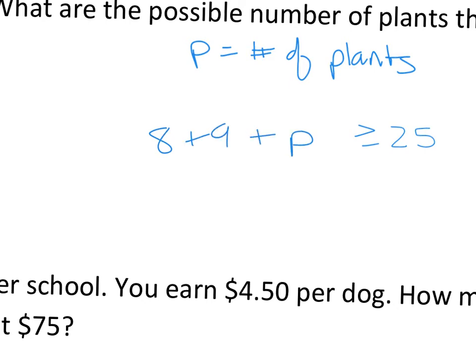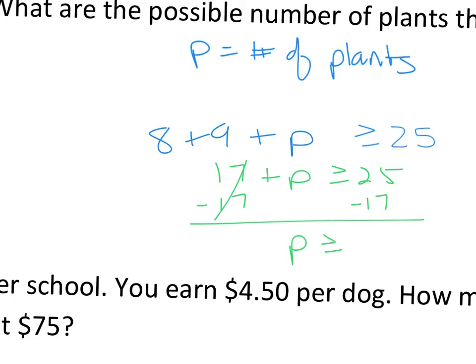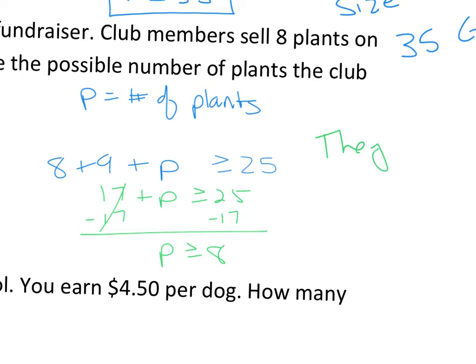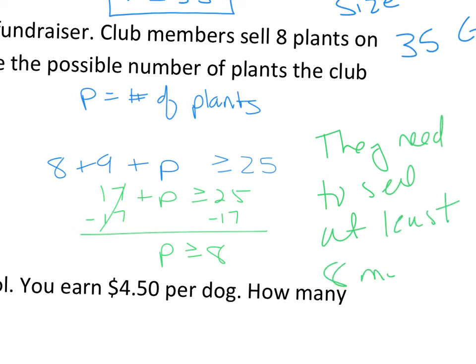All right, so now let's go ahead and combine like terms there and get 17 plus 9. And then let's subtract the 17 off from both sides. So that cancels. So P is greater than or equal to 8. Okay. So they need to sell at least 8 more plants. Okay. All right, and notice again how I'm putting an inequality word in there. So at least, right? At least.